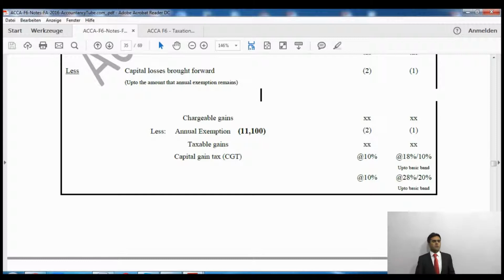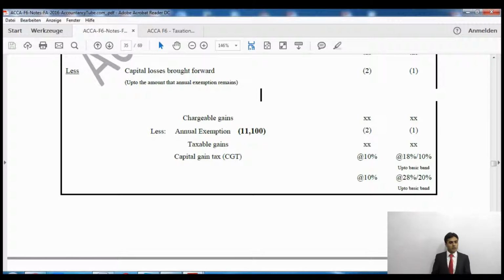So capital gains tax on residential property, if it is within the basic rate band, is 18%, and if it is in the higher rate band, it is 28%. Now while setting off the losses, first preference would be to set off against assets not qualifying for entrepreneur relief, as I said, and in that as well we will give preference to assets which are residential properties.